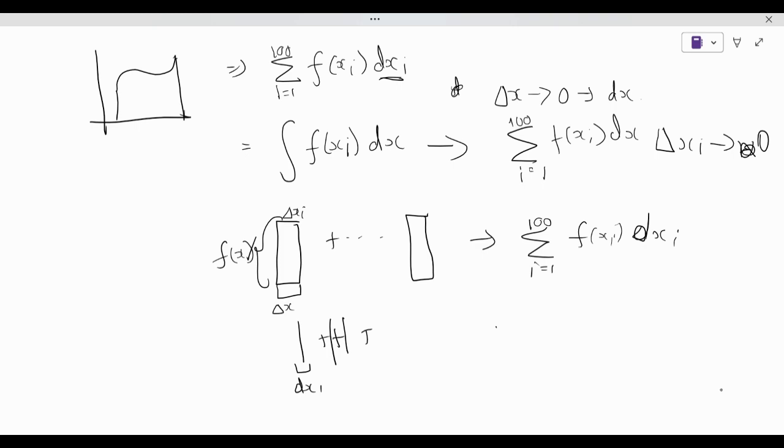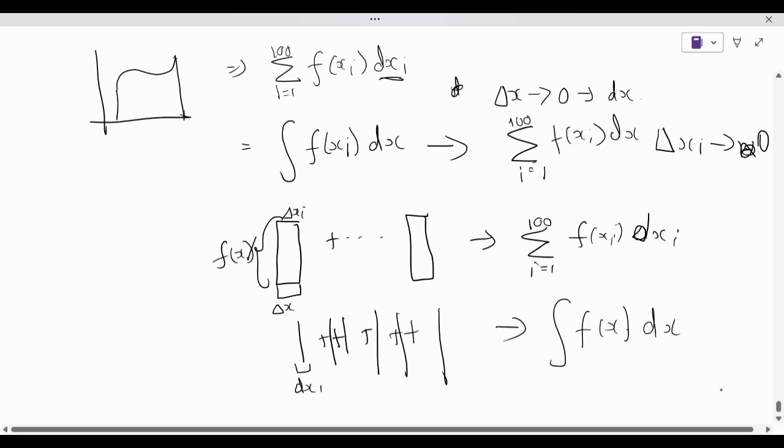Now, when you add such strips, you get the symbol f of x into dx. This is the summation sign. This is the same summation. When the width is large, it is summation, and now it is integral. Okay, this S is called integral. Fine.